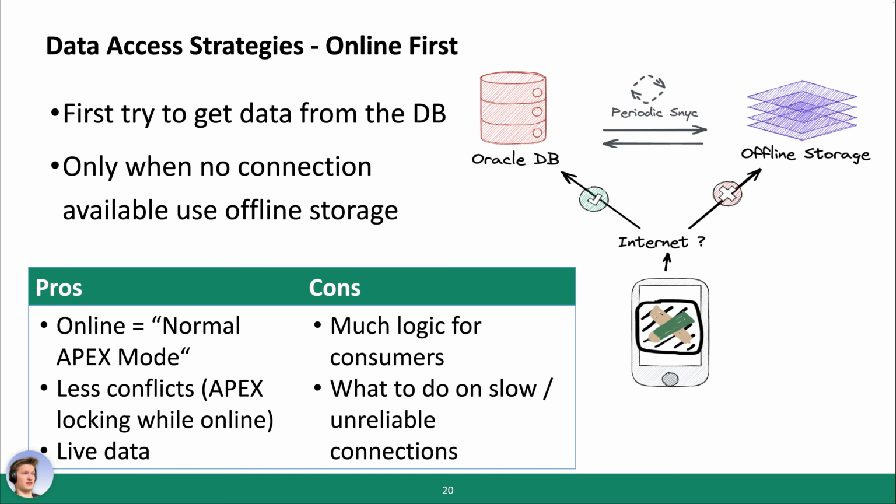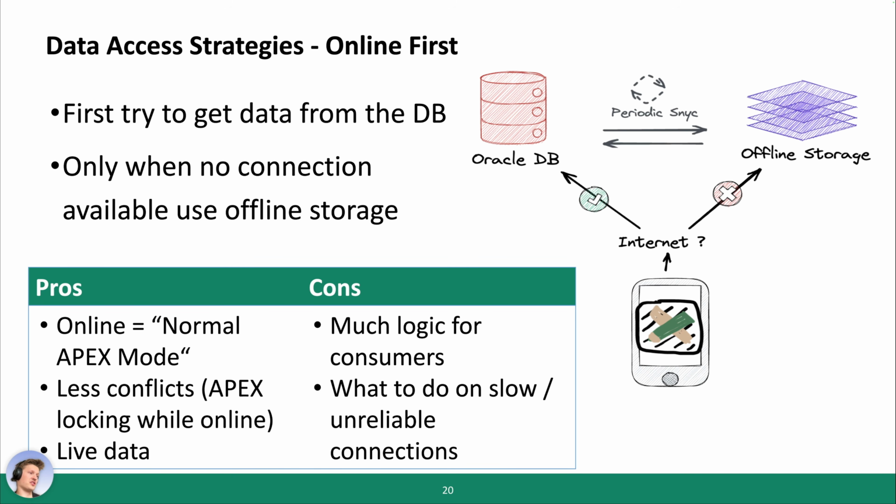And this has advantages. For example, when I'm online, I have the normal Apex feeling. You get fewer data conflicts. Data conflicts meaning that two users that are offline at the same time change the same row. So you need something like a Git conflict. You need to figure out which is now the truth. And if you're online, you have Apex locking, etc. Also, you see live data every time. You just connect to the central database.